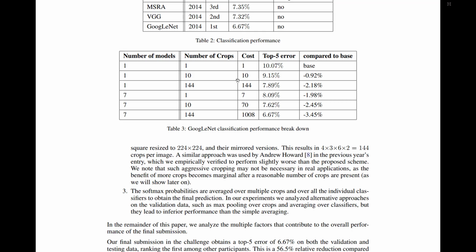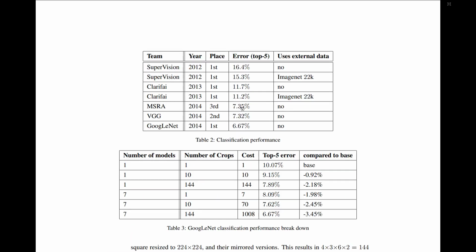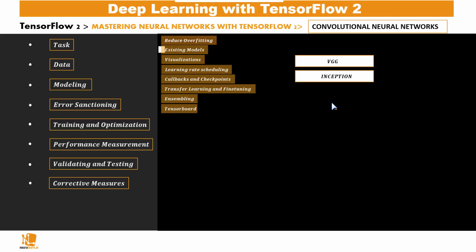We also see how well this model performed compared to the other models. So right here is first place, and the top 5 error was 6.67. It should be noted that after Inception version 1 was developed, other versions of this Inception Net were developed, like Inception version 2 and Inception version 3.